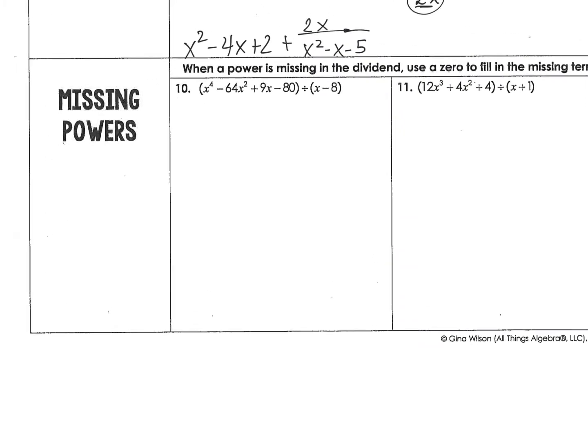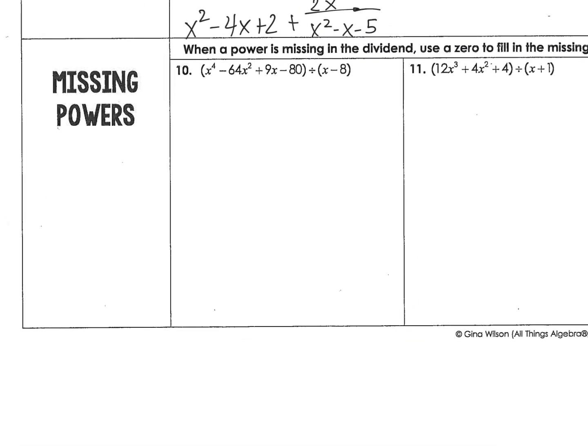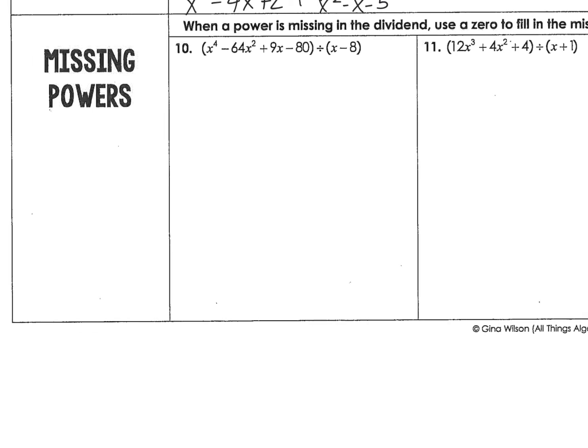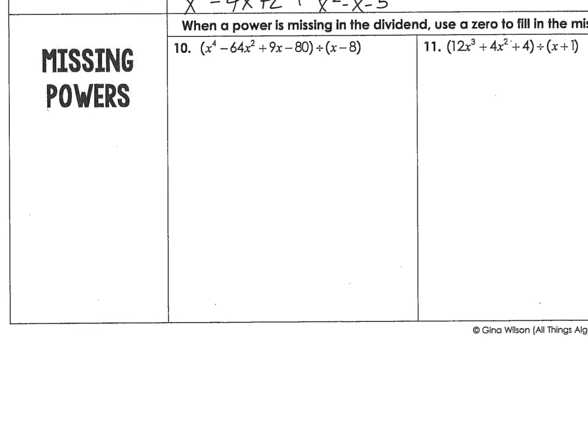Now, what happens when we have a missing power? Does it change things? Yeah, we've got to fill it in. You have to have every power all the way down to the end. So we've got x to the 4th, but we've only got x squared here.